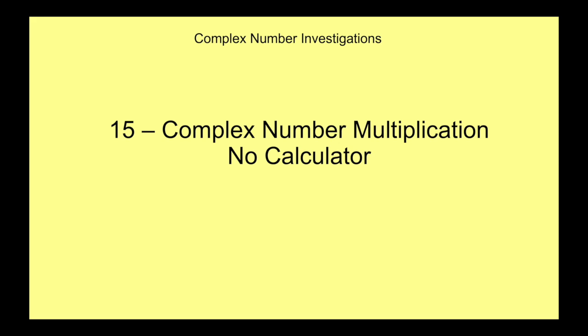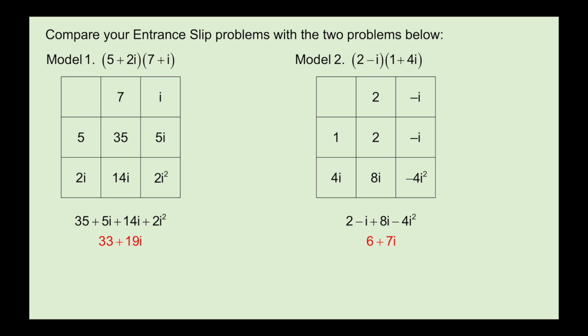In section 15, we will multiply complex numbers. The use of the calculator is not allowed in this section. So we start by comparing our entrance slip problems to the two problems below.